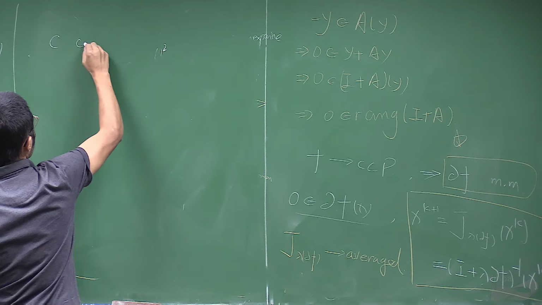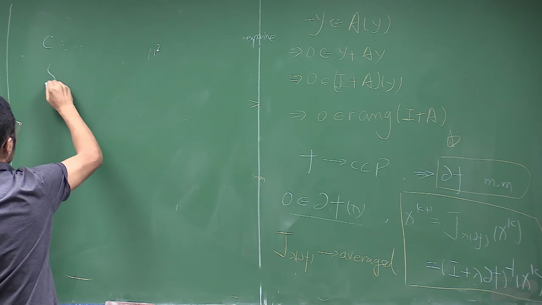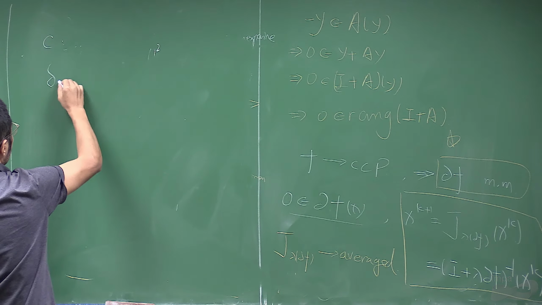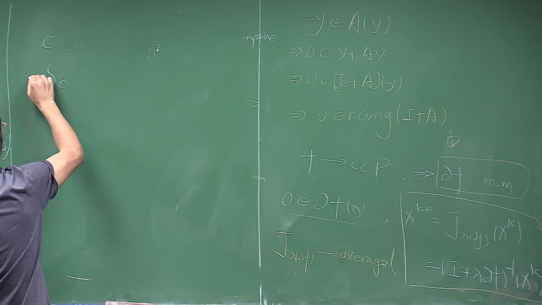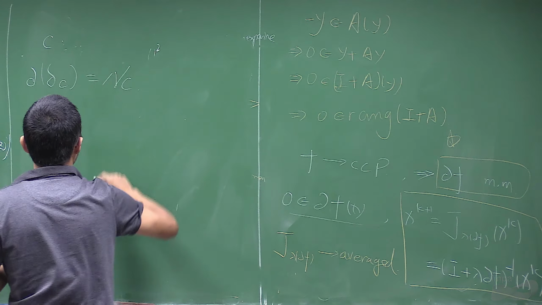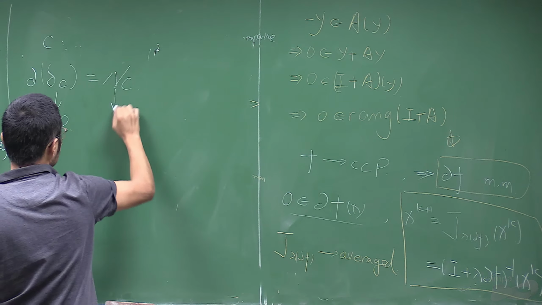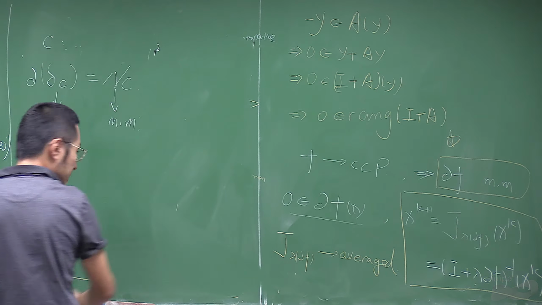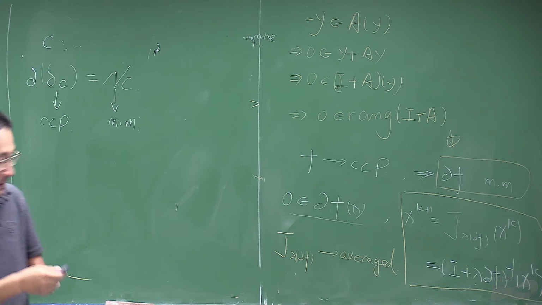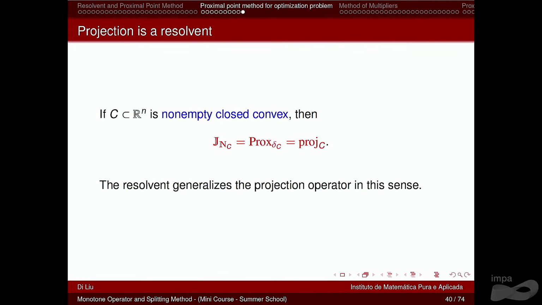If C is closed and convex, as defined there, then if we calculate the subgradient of the indicator function of C, it is just the normal cone of C, okay? And this function is CCP. And this is a maximal monotone operator, okay? This is what we have discussed before. So we can get it very easily.